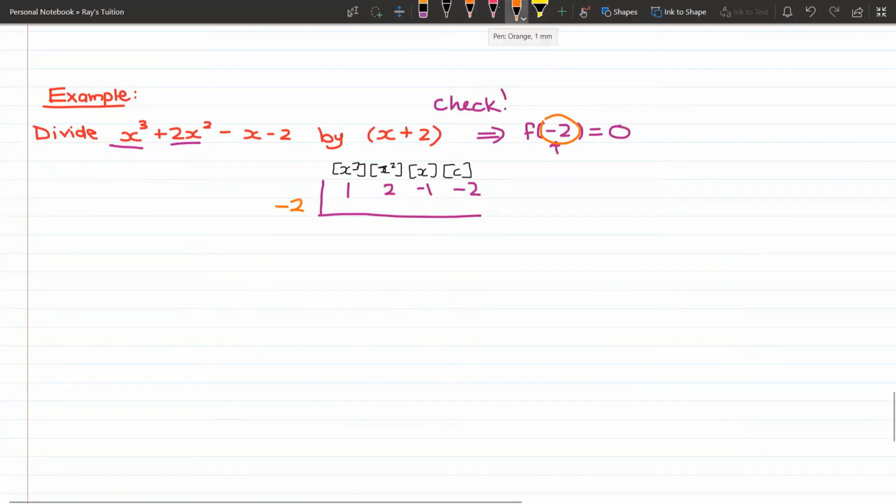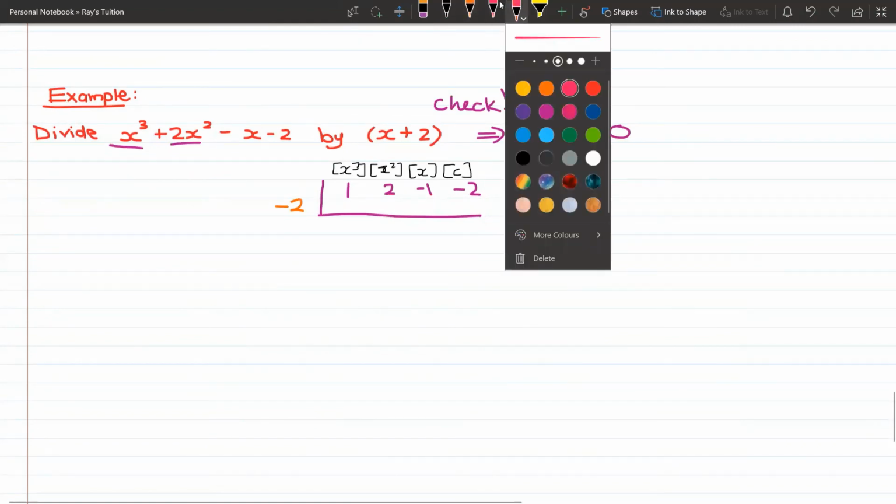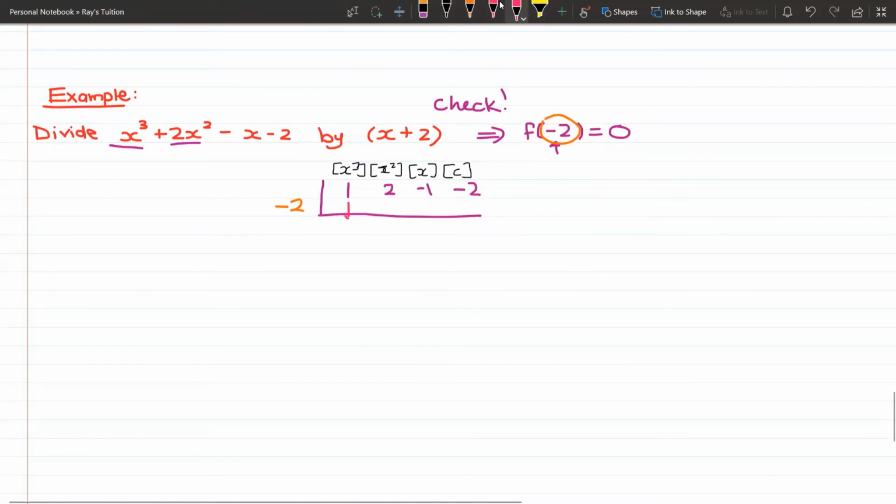And then we're going to follow the steps. Please pay attention so you can get the hang of it. It's quite simple once you do. So we take the first term down over here, so it's 1, and then we multiply. So minus 2 times 1 is minus 2. Then we add, and 2 minus 2 is 0. So then we repeat the step. We multiply minus 2 with 0, which is 0, and then we add, so we get minus 1. And then we repeat it again. So minus 2 times minus 1 is positive 2, and minus 2 and positive 2 added give us 0.